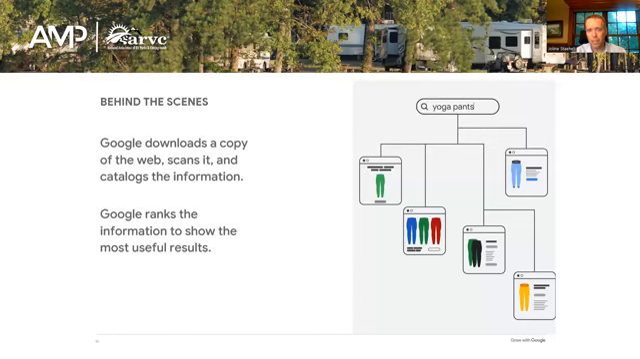Google behind the scenes is running a tremendous amount of information. They're downloading effectively a copy of the internet. They're scanning it, and they're indexing or categorizing what they find. And with that categorization or indexing, Google will rank the information that they uncover to show the results that they believe will be most valued by customers.